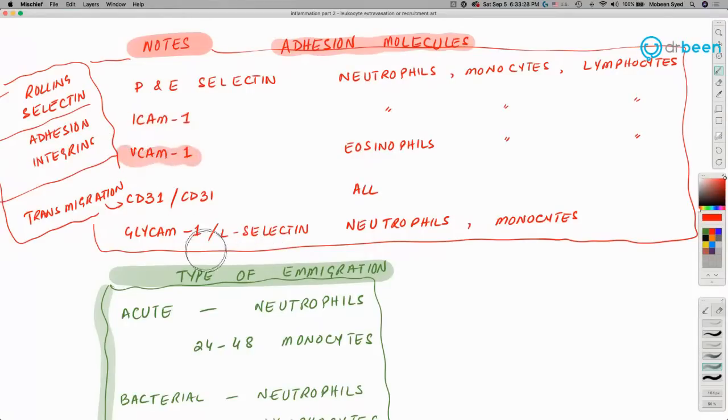ICAM-1, VCAM-1 are integrins. Integrins are for stopping. That is when the plane actually comes to a complete halt. So ICAM-1 and VCAM-1 are present on neutrophil, monocyte, and lymphocyte, ICAM-1. VCAM-1 is present on eosinophils, monocyte, and lymphocyte, and they are integrins. CD31 is for transmigration. So that PECAM molecule that you saw up there, which allows the cell to start opening up the intracellular junctions, that is helped by CD31.